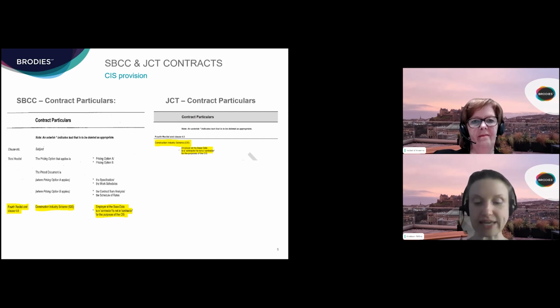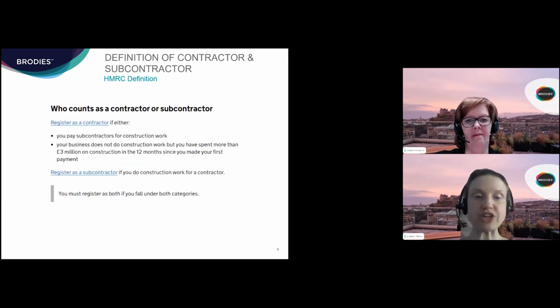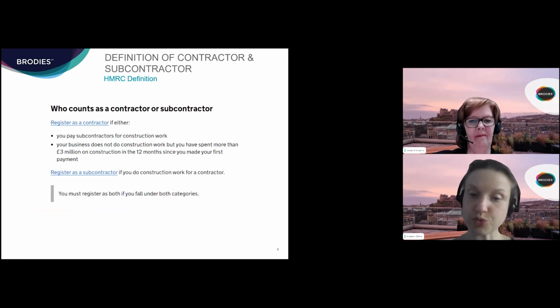However, one of the main complications arises because a contractor under CIS does not necessarily mean that a party is a mainstream contractor. Next slide, please. So HMRC says you should register as a contractor if you pay subcontractors for construction work, if your business doesn't do construction work, but you have spent more than £3 million on construction in the 12 months since you made your first payments. You're to register as a subcontractor if you do construction work for the contractor, and you must register as both if you fall under both categories.